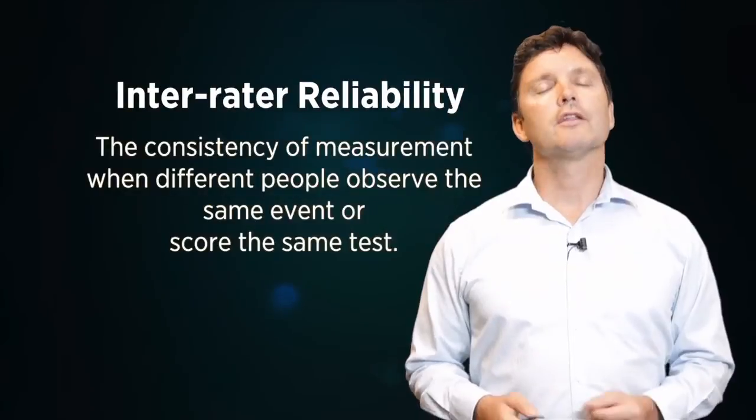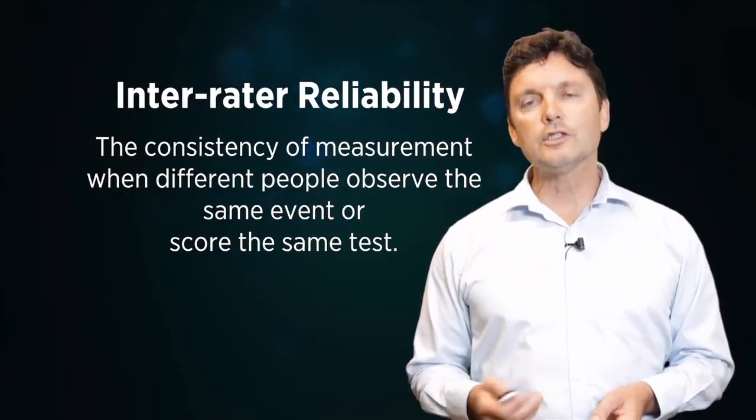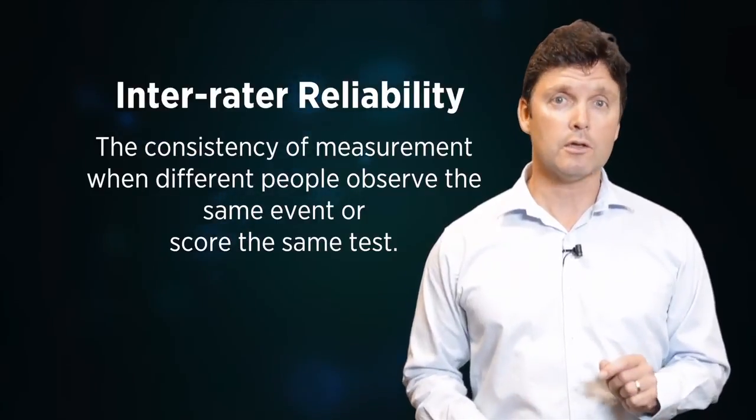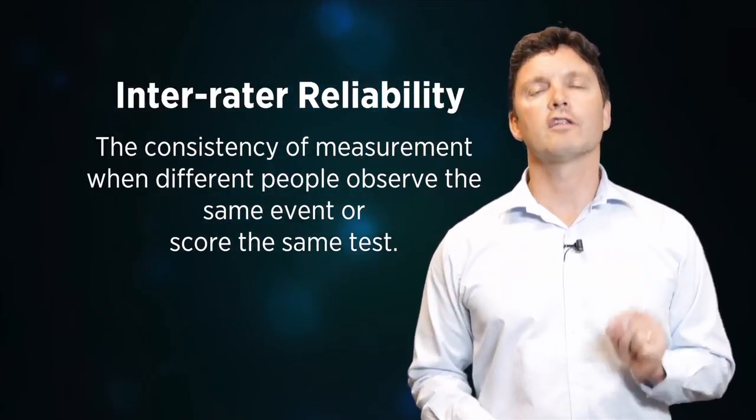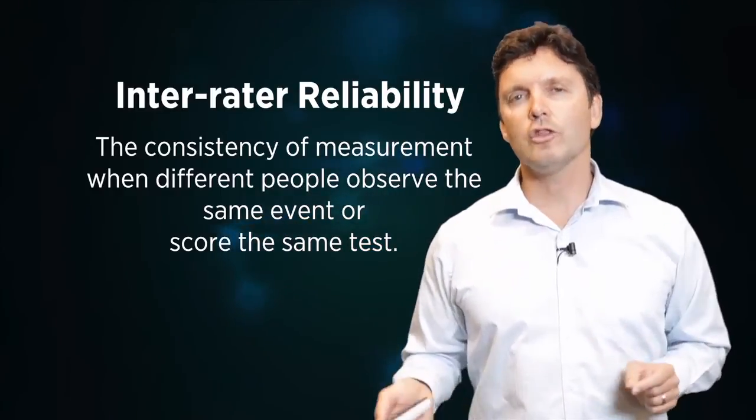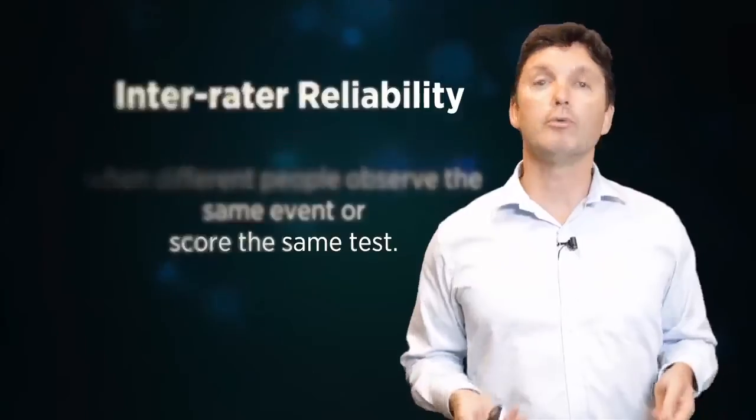Inter-rater reliability is another type of reliability. Inter-rater reliability refers to the consistency of measurement when different people observe the same event or score the same test. So imagine that you're a psychologist and you're examining bullying in the schoolyard. You decide to sit down and count the number of acts of bullying that occur at lunchtime. You have a similarly trained colleague who's sitting on the other side of the schoolyard observing the same kids, who is also counting the number of acts of bullying.